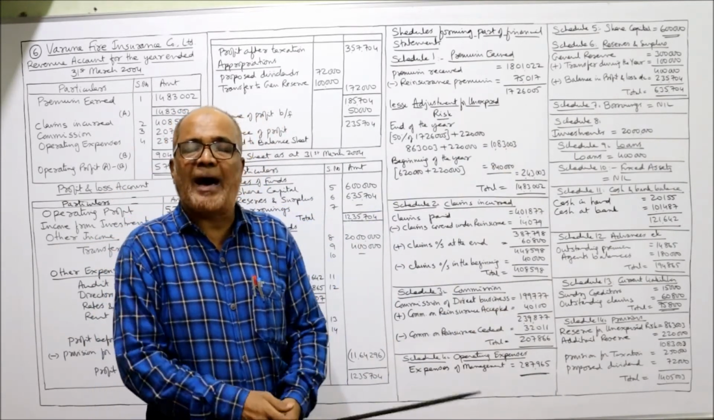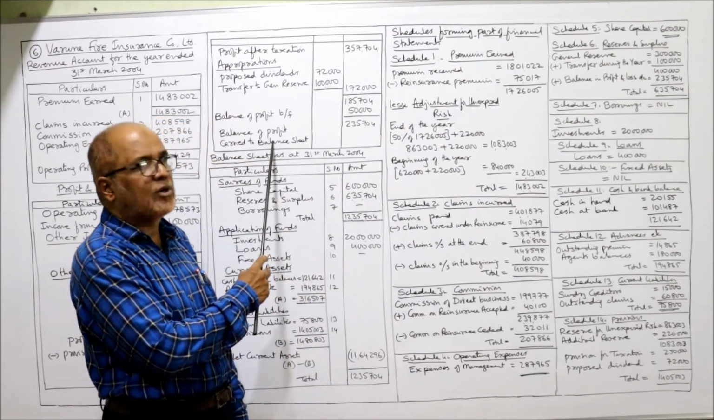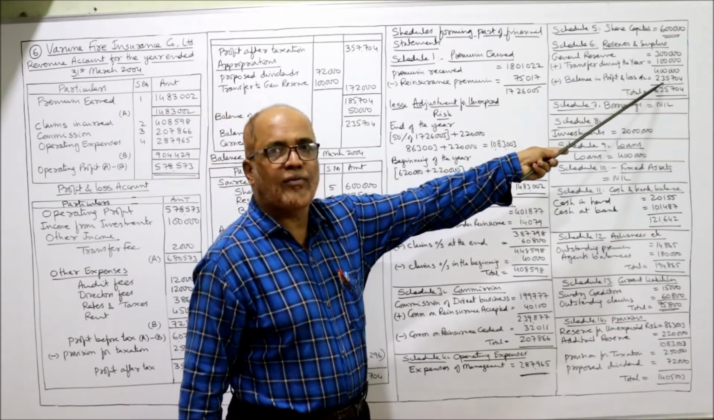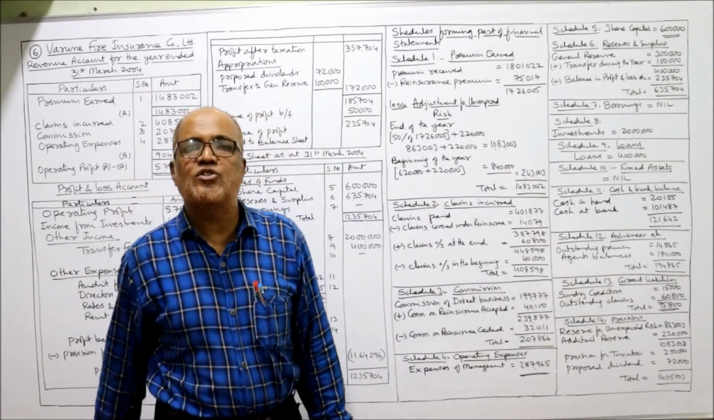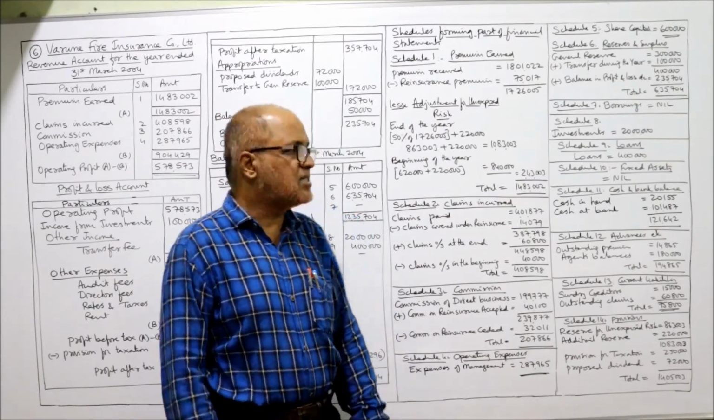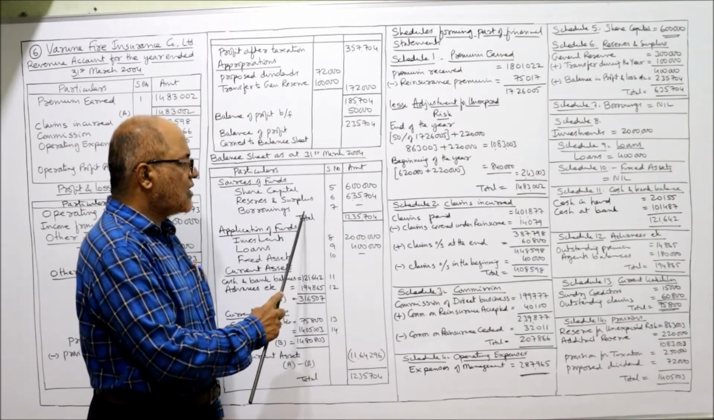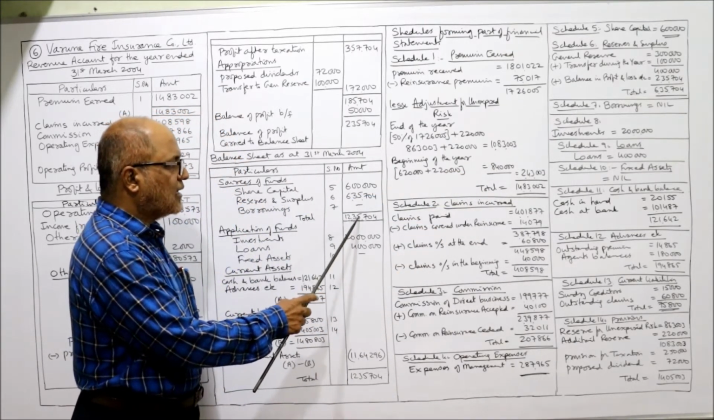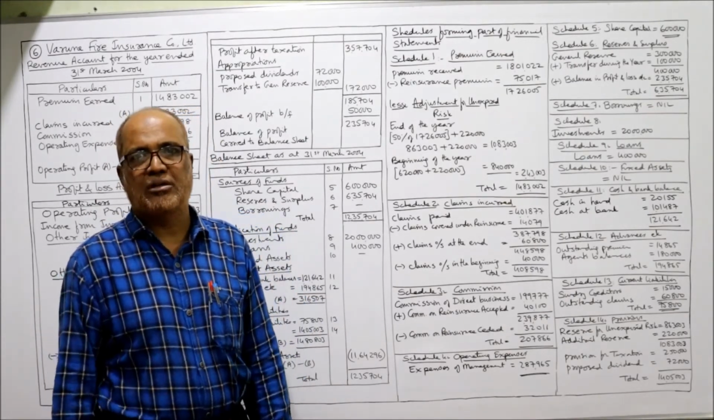Now the balance of profit in the P&L account. How much is the balance of profit transferred to the balance sheet? 2,35,704. So the total of schedule number 6, reserves and surplus, is 6,35,704. There are no borrowings. Seventh schedule, borrowings, nil. So 12,35,704. This is the total of the balance sheet.